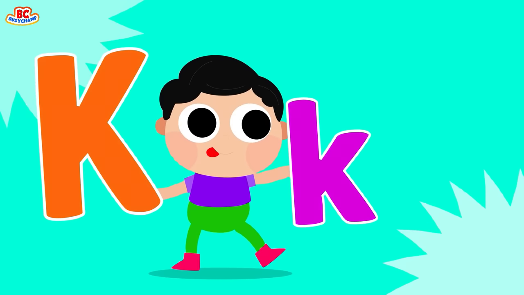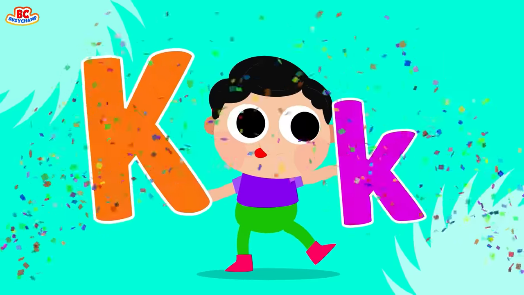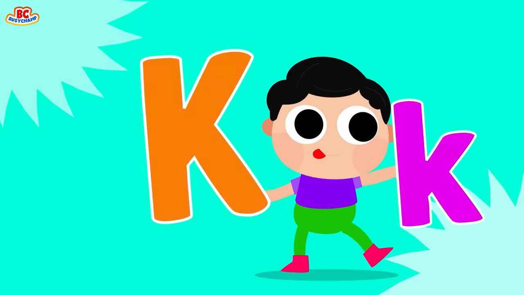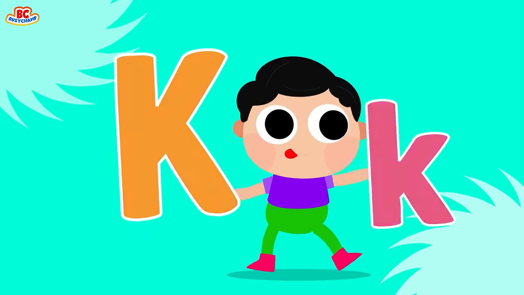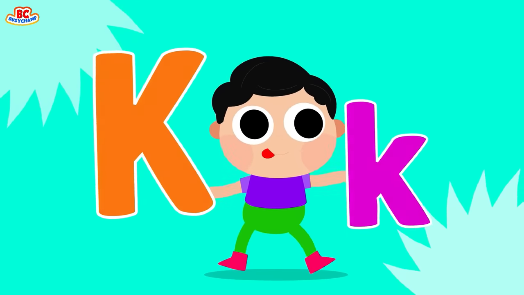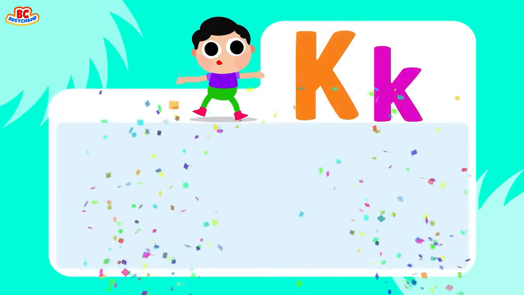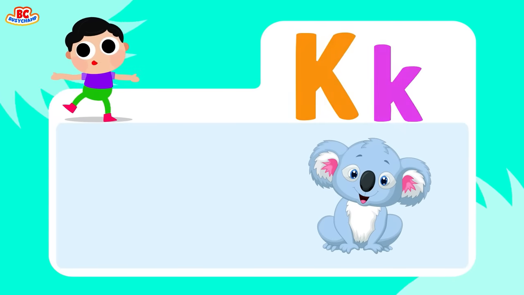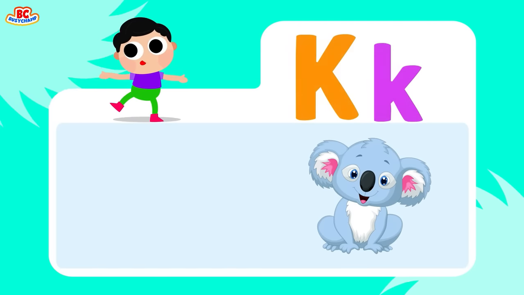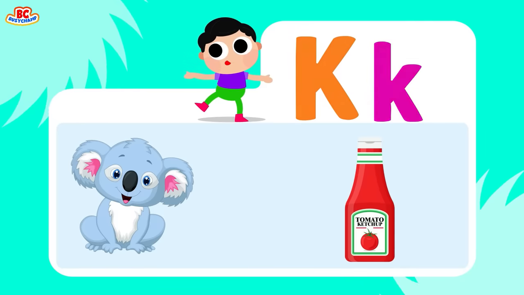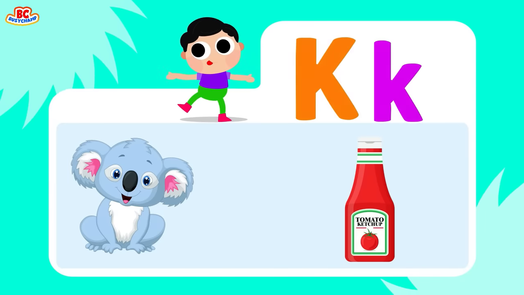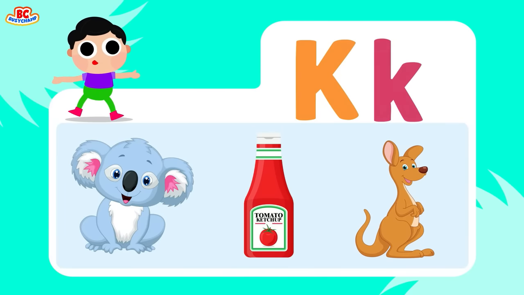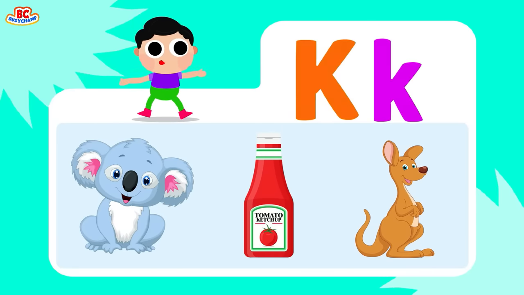Which alphabet can you see in my hands? I have the letter K in my right hand and its sound K in my left hand. And there are so many words that begin with letter K. K called koala. K, K, koala. K called ketchup. K, K, ketchup. K called kangaroo. K, K, kangaroo.